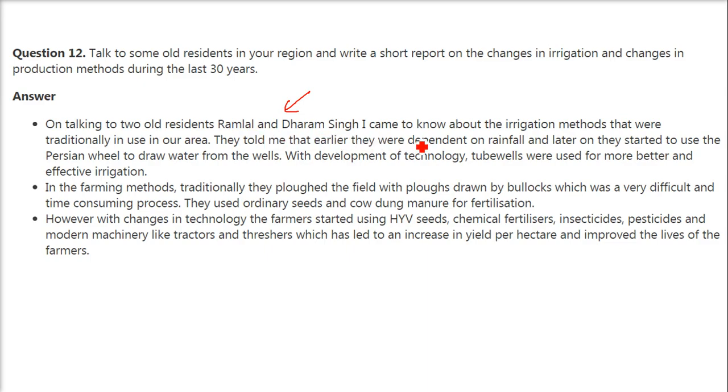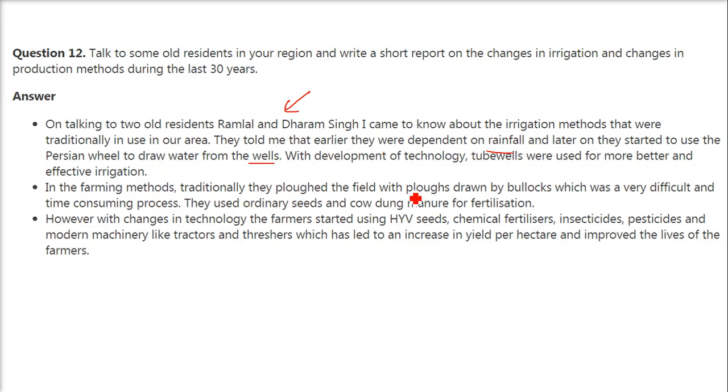So on talking to 2 old residents, Ramlal and Dharam Singh, you came to know about the irrigation methods that were traditionally in use in your area. They told me that earlier they were dependent on rainfall, that is the monsoon, and later on they started to use the Persian wheel or draw water from the wells. With the development of technology, tube wells were used for better and more effective irrigation.